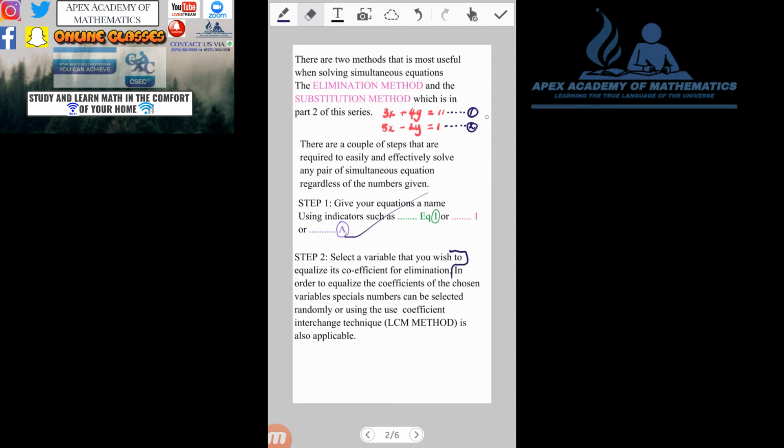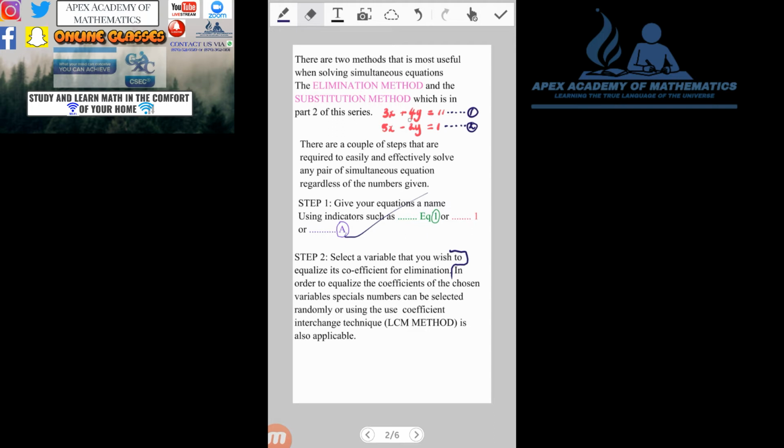Now also I want to make a note that not only are you multiplying the term that you've chosen by the number selected, you're multiplying the entire equation by that number. So you're multiplying the 3x, the 4y, and the 11 by that number, and you're multiplying the 5x, the minus 2y, and the 1 by that number. All right, so you want to make sure that you understand that concept.